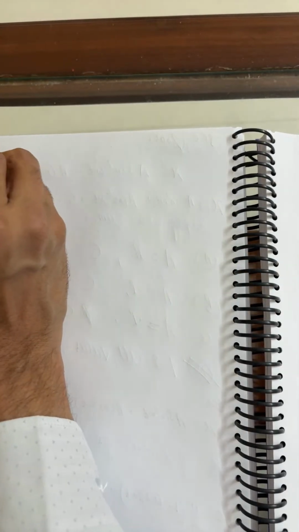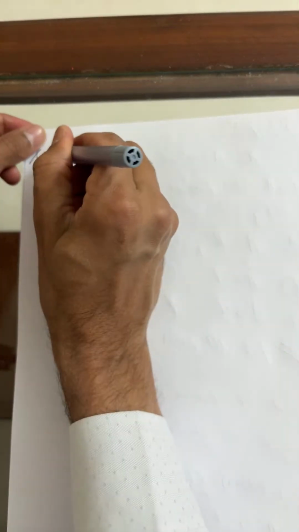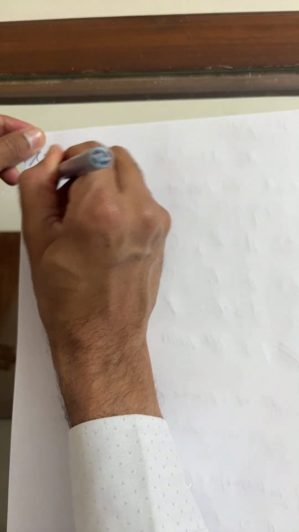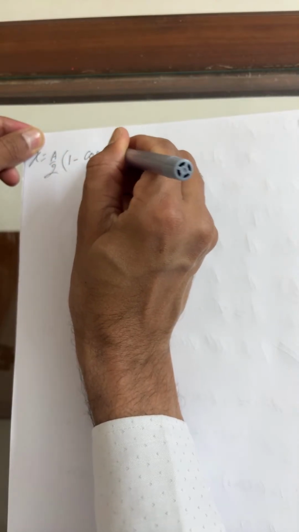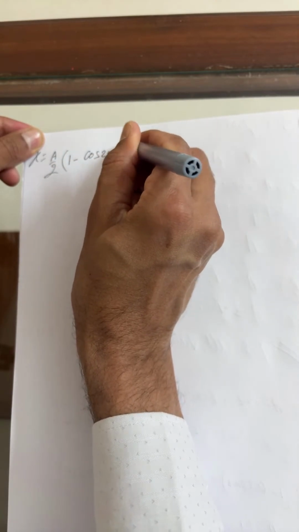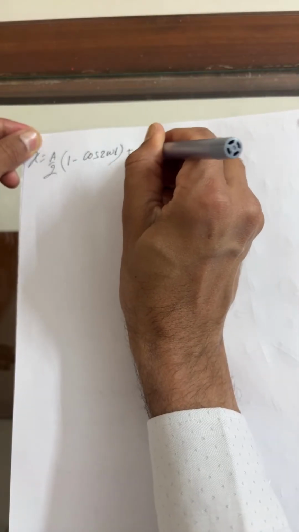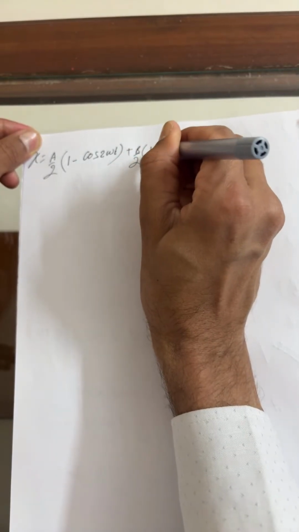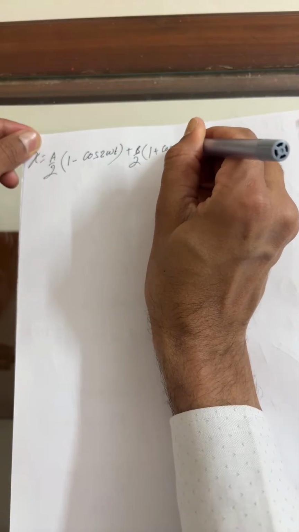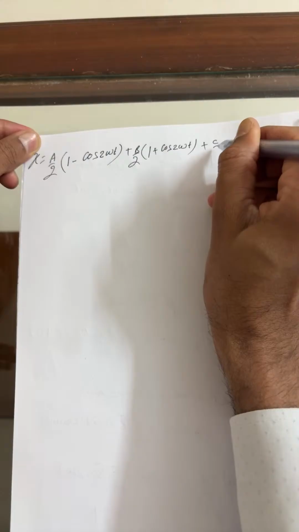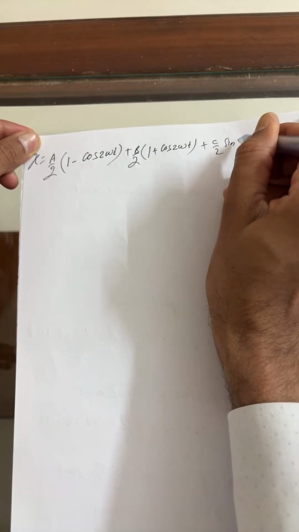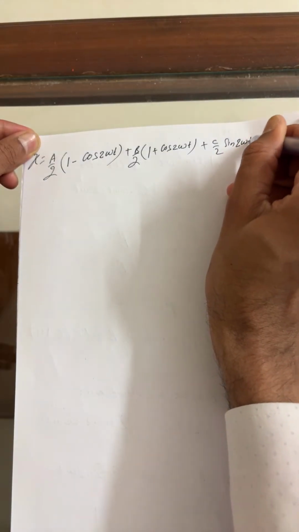So what is X? X is equal to what we already derived here: A by 2 (1 minus cos 2 omega t) plus B by 2 (1 plus cos 2 omega t) plus C by 2 sine 2 omega t.